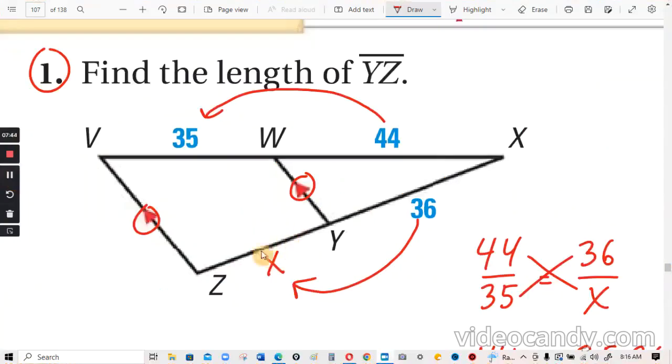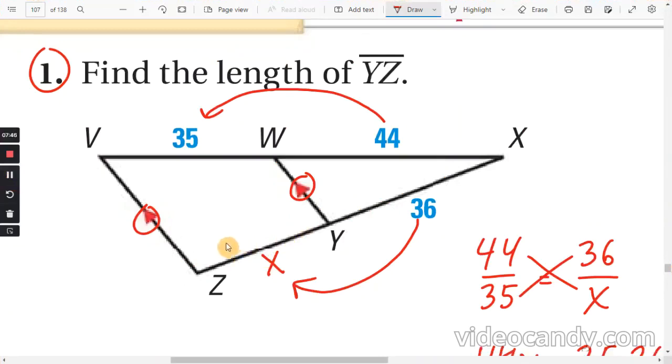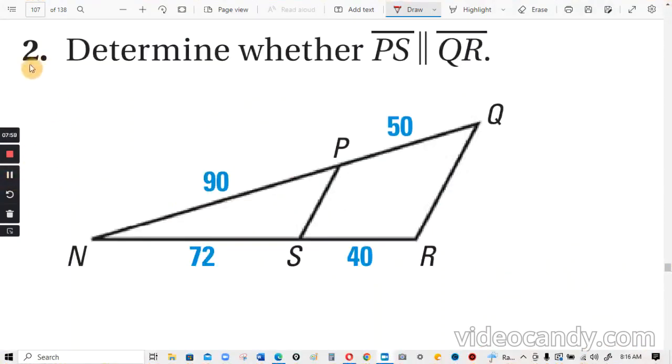So this length right here would be 28.6. And that makes sense. I mean, this one here is less than 44, so this one would be less than 36. Okay, please try number 2.